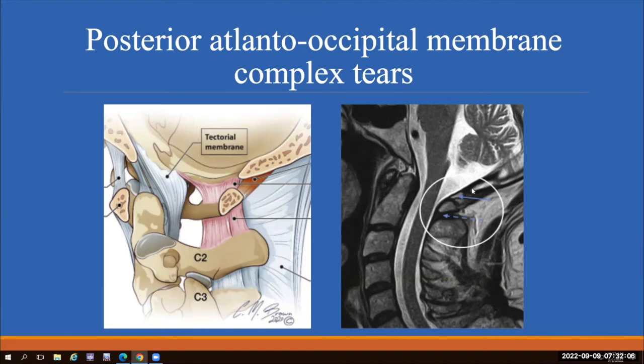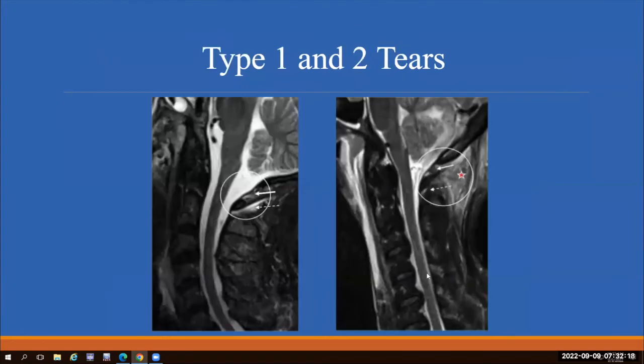So again, this is the posterior atlanto-occipital membrane component. Between C1 and C2, it's the posterior atlanto-axial component, and together it forms the posterior atlanto-occipital complex. We looked at the different kinds of injuries that can occur in this ligament on MRI, and there are various types of MRI appearances.